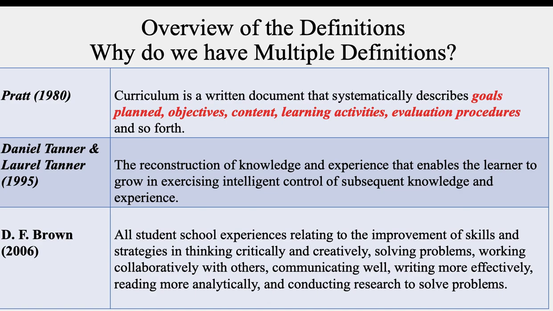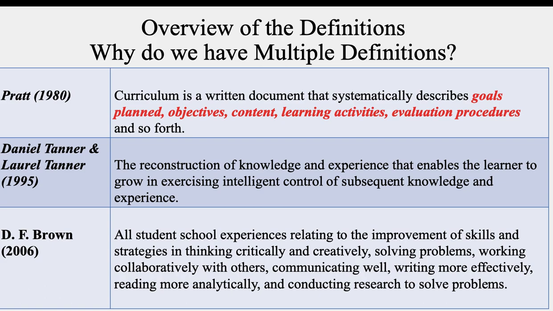That is about D.F. Brown. So D.F. Brown is also talking about a very interesting definition that is so much different from the previous two. All student school experiences related to the improvement of skills and strategies in thinking critically, creatively, solving problems, working collaboratively with others, communicating well, writing effectively, reading more analytically, and conducting research to solve problems. So, these all are the things that should be in a curriculum document.